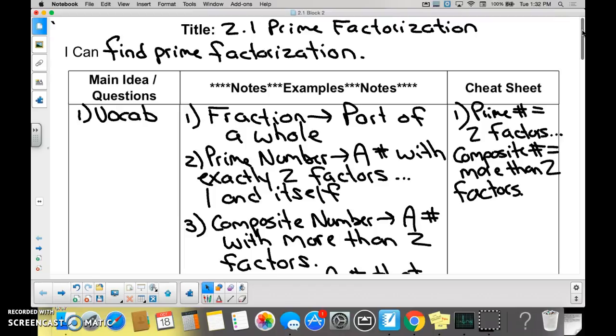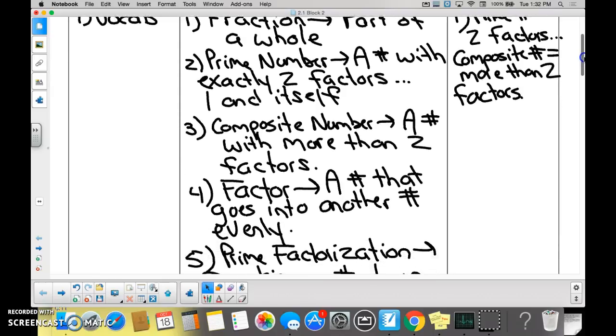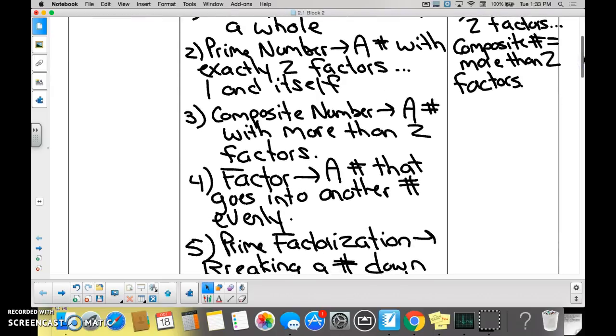All right, so we've got many vocab words to start the chapter. We've got fraction. Fraction's part of a whole. Second number, very important when finding prime factorization, is a prime number. A prime number is what, Tyler? Multiplies by 1 and itself. Okay, a prime number has exactly two factors. That would be itself and 1.